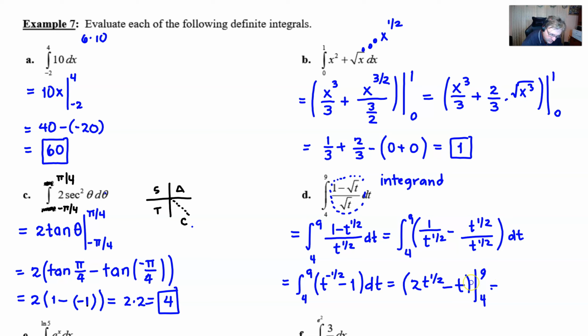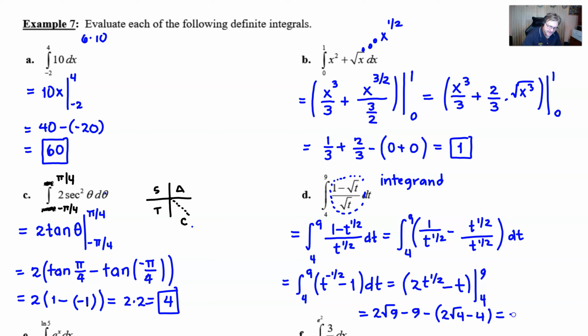So at this point, we're going to take 2 times 9 to the half, also known as 2 times the square root of 9, might be an easier way to think of it, minus 9. And then we'll subtract the quantity. Now we plug in our 4. We get 2 times the square root of 4 minus 4. And when all is said and done, 2 times 3 is 6.